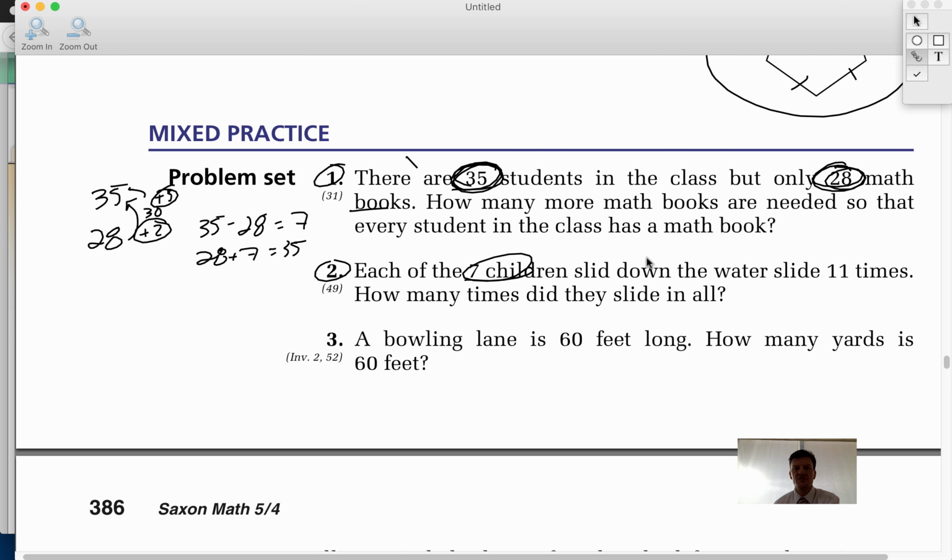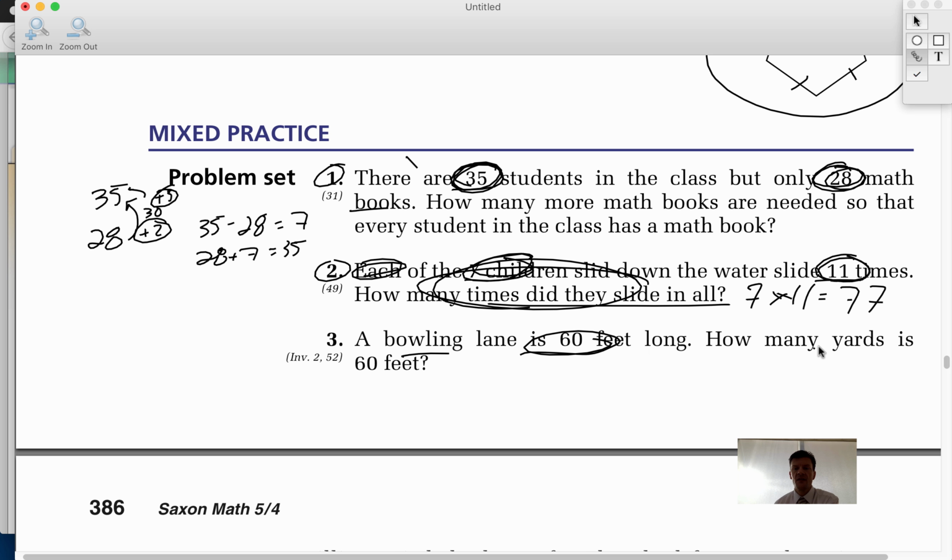Each of the 7 children slid down the water slides 11 times. How many times did they slide in all? So one child goes down 11 times. Another child goes down his or her own 11 times. So each child is sliding down 11 times, so 7 times 11 is going to give us 77 total times that they all collectively slid down the slide.